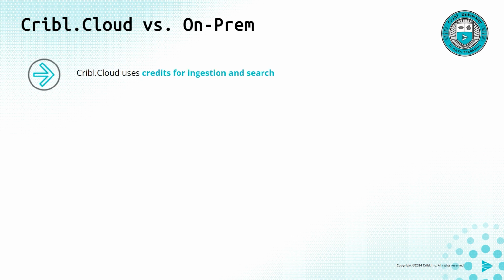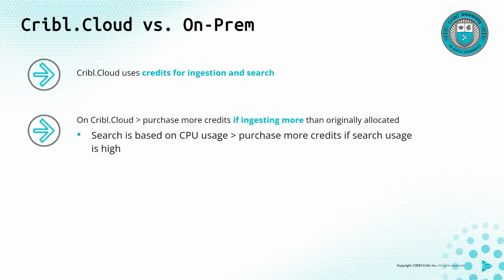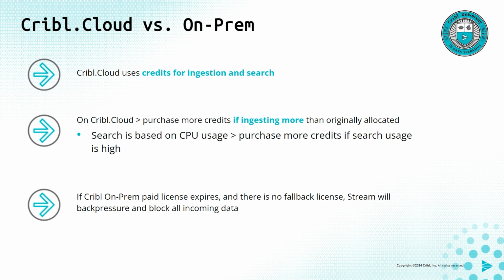As you may know, Cribl Cloud uses credits for your license. For example, if you are planning on ingesting 50 GB of data per day, you will need to buy enough credits that allow for that amount of data ingestion. If you ingest less, then you'll end up with extra credits. If you ingest more, you can either use your extra credits or purchase more. The same goes with search. For on-prem, however, you will need to renew your license annually, and if it expires, Cribl will block all incoming data.